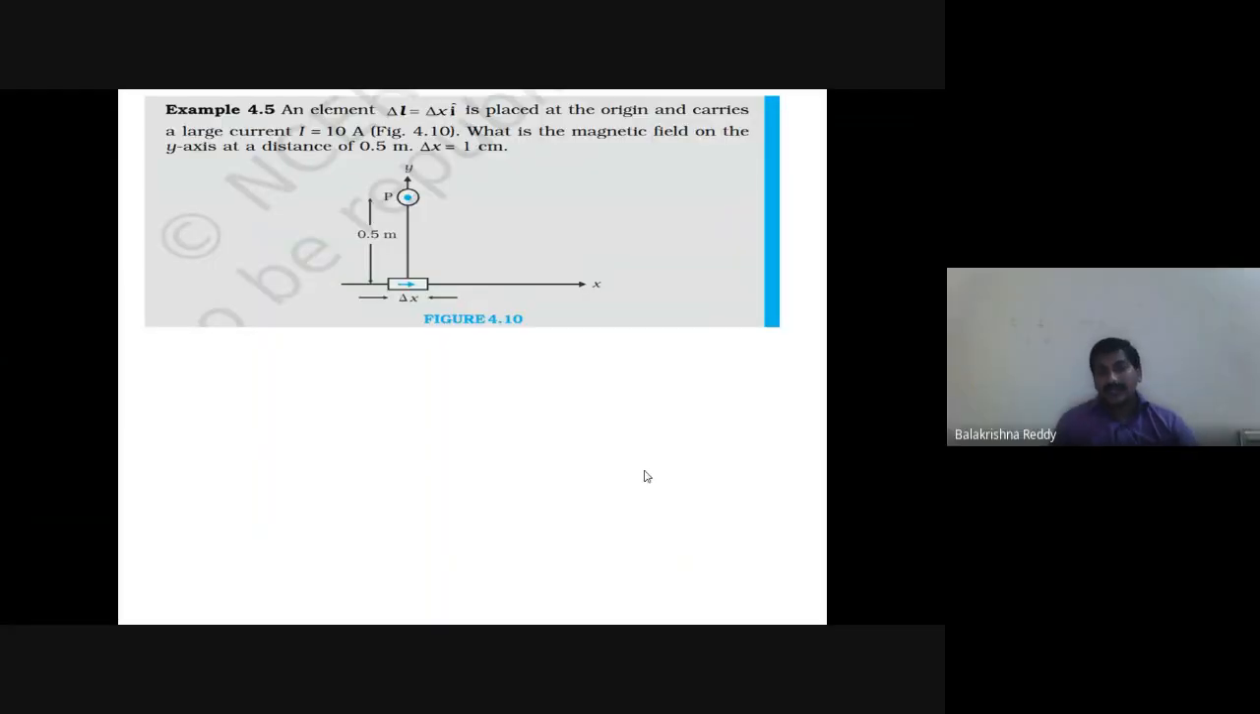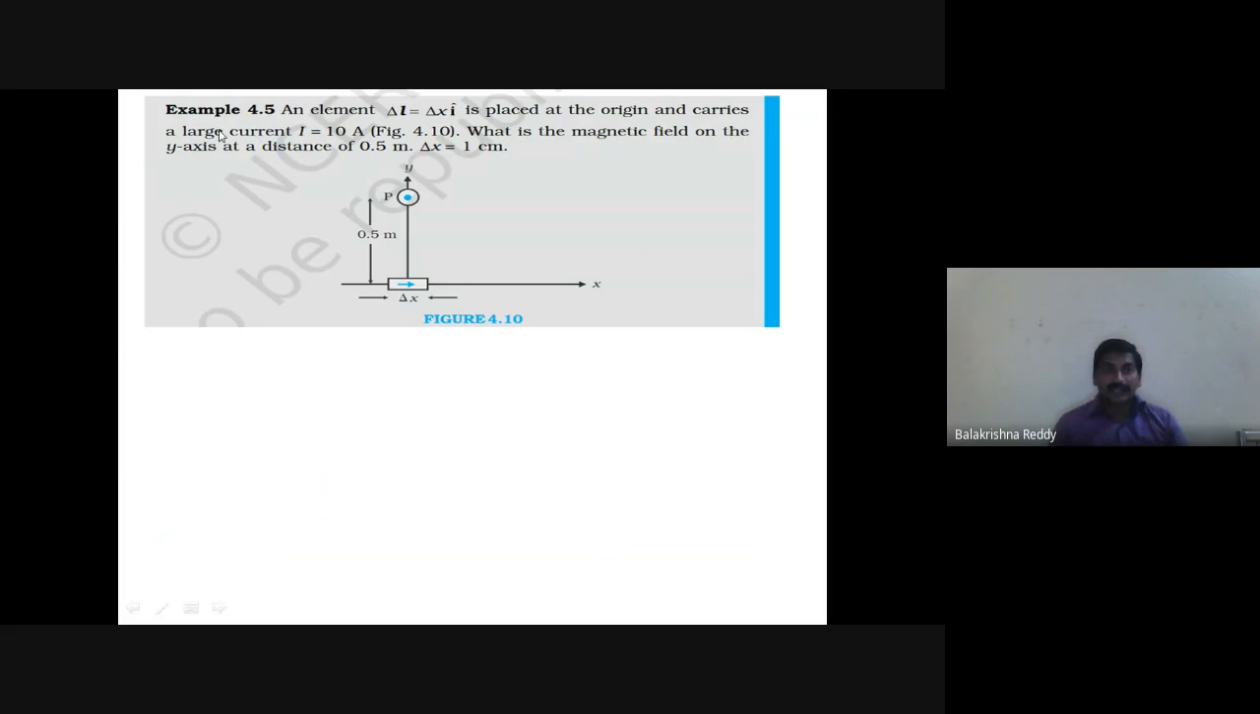An element delta L equal to delta x is placed at the origin and carries a large current I equal to 10 amperes, as shown in this figure. This is a delta x element, an elemental length.